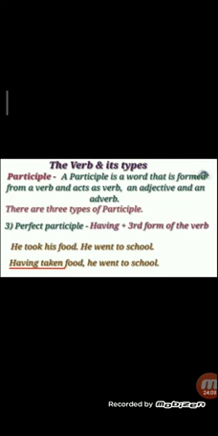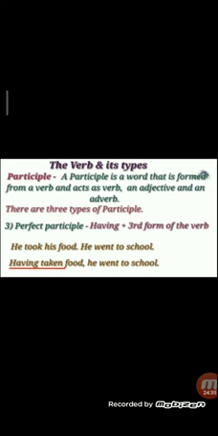Perfect में क्या आएगा? Having plus third form of a verb. He took the food. He went to school. Now here there are two sentences. उसने पहला काम क्या किया? He took the food and then he went to school. So यहाँ पे दो verbs है, took and went. अगर आप चाहो तो एक verb को change कर सकते हो having लगा के.